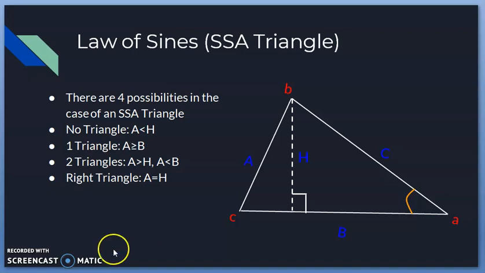So there are 4 possibilities of what could happen. There could be no triangle based on what numbers you're given. This is when A is less than H. You could have only one triangle where A is greater than or equal to side length B. You could have 2 triangles where A is greater than H and A is less than B. Or you can have a right triangle where A is equal to H. Let's get into actually using the law of sines with an SSA triangle though.